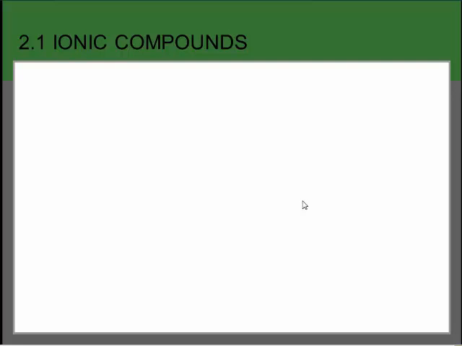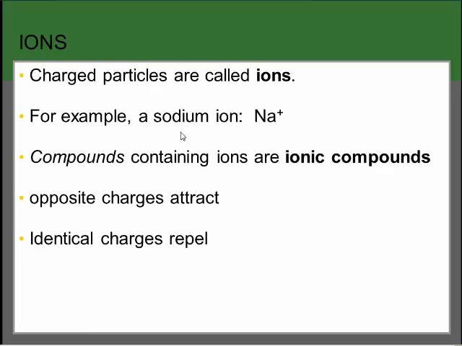So section 2.1 starts with ionic compounds. Charged particles are called ions. For example, the sodium ion here, Na+. This tells us we have a sodium atom that has lost an electron. It's become positively charged. Compounds that contain ions are called ionic compounds.